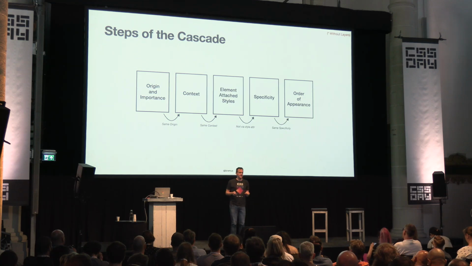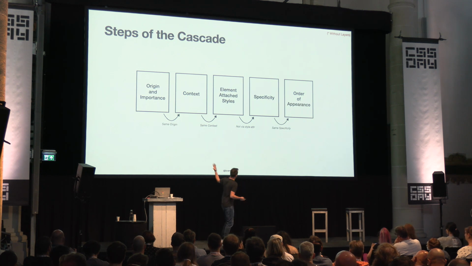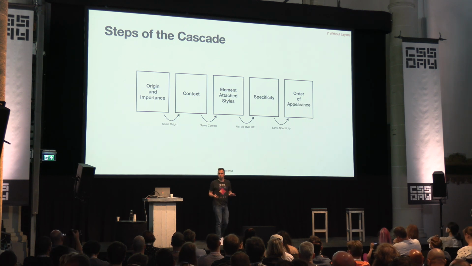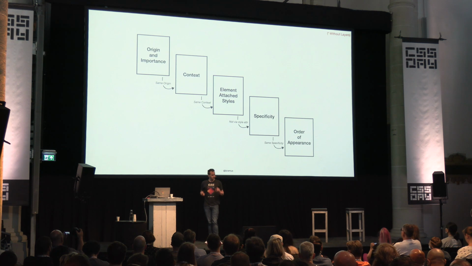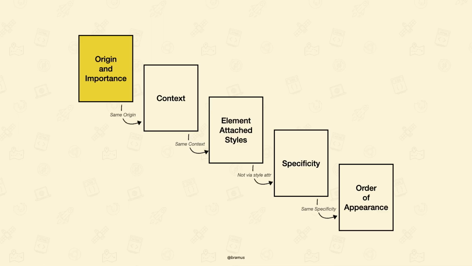Now, how does the cascade determine that winner, or how does it go through these steps? Well, let me reorder it a little bit. Because what the cascade does, it goes through the first step, and it says, hey, origin and importance, can you determine the winner? If that's not the case, it goes on to the next step, namely context. And there it asks the same question. Can you determine the winner for me? If not, next step, until, for example, say specificity determines the winner.